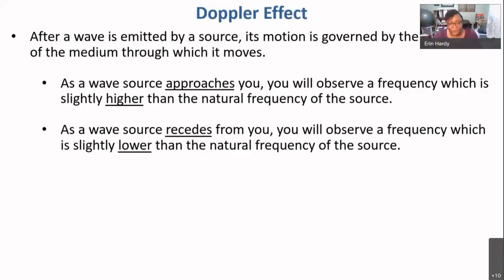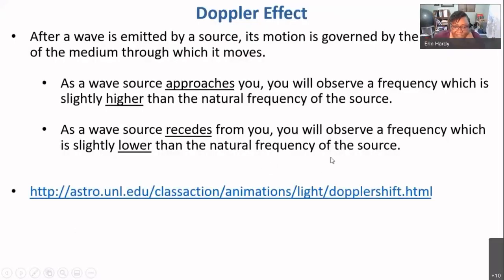So after it's passed you by, it's as if that same wave is being stretched out, so beyond its equilibrium, and it's stretched out even further so that you interpret that as a longer wavelength sound, which is a lower frequency. However, if you are inside of the train, you don't hear any difference whatsoever because you and the whistle are traveling at the same speed. So you would just observe the natural frequency, which we're going to denote with an f naught.